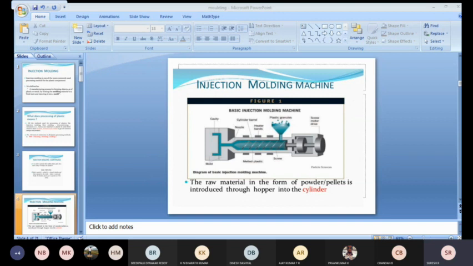So this is about injection molding. This is the basic principle of injection molding and its working condition. Any doubts over here for injection molding? Kindly reply, is there any doubt? No? Okay, fine. So this is the basic principle of injection molding.